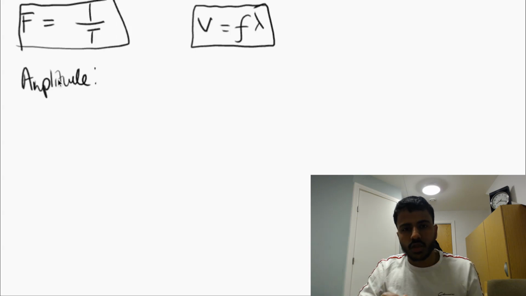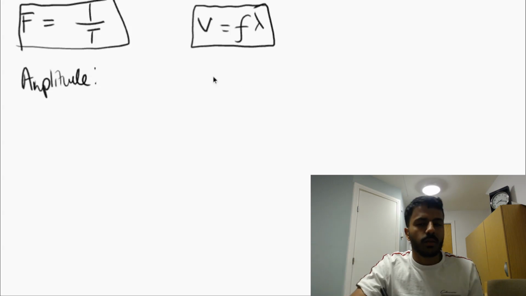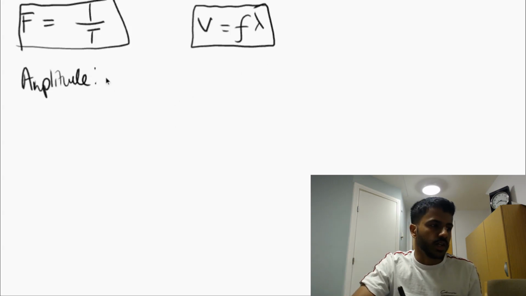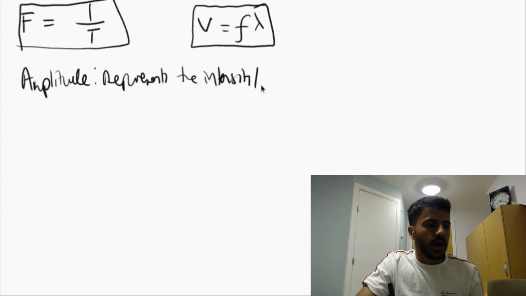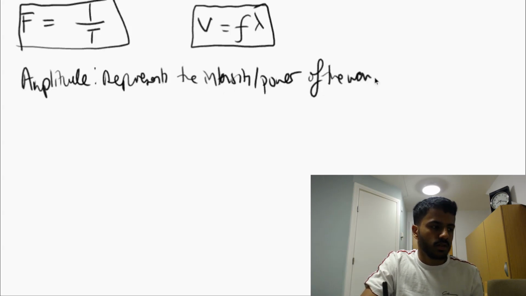We talked about amplitude being proportional to intensity. What amplitude actually represents is really the intensity, or you could say the power of the wave. Or this basically means how much energy the wave carries.